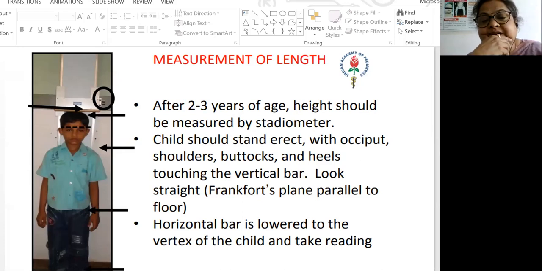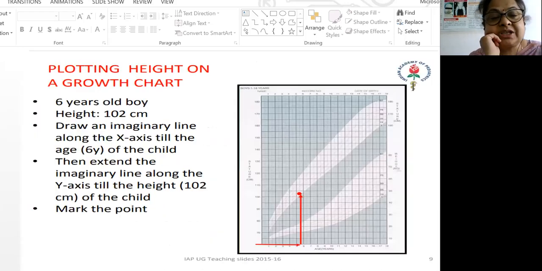You have to ask the child to stand erect with occiput, shoulder, buttocks, and heels touching the vertical bar, and look straight, with Frankfurt's plane parallel to the ground. Then the horizontal bar is lowered to the vertex of the child and you take the reading. It will directly give you the present height of the child. Now, how to plot the height on a growth chart.